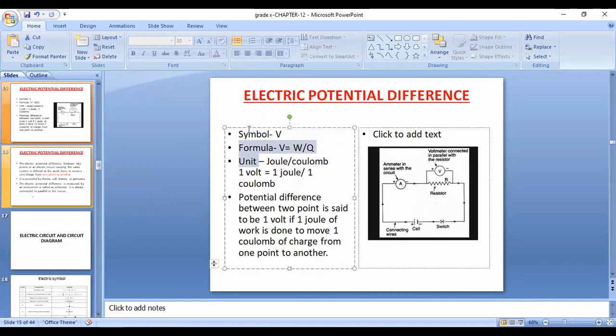The symbol of electric potential difference is also we are denoting by the capital letter V, and its formula is W by Q, same as the electric potential, because it is also the work done to bring the charge. So the formula is same, the symbol is same, the unit is same. Only the difference is that we have been specified the 2 points. We have been given the 2 points, and that is electric potential difference, like to bring the charge from point A to the point B, right?